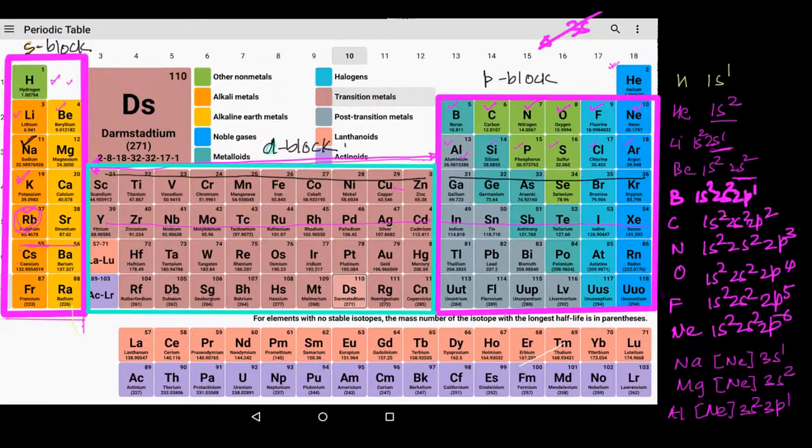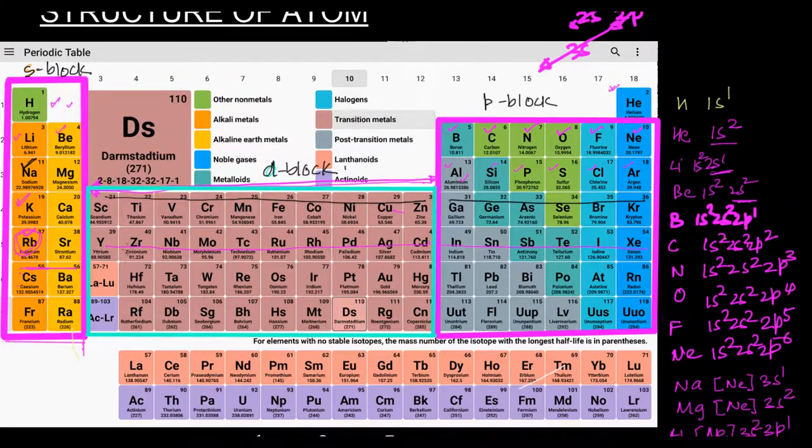Now, the common logic says that we should have made some space here onwards. We should have left a space of 14, because now when the f starts getting filled, there are 14 electrons which will get filled there, right? But we don't do that. It will become too unwieldy and it will not serve any purpose. So we say that, okay, fine, it is there, but all these elements I am writing here. Get that? I'm writing here, and they will be 14 of them, right?